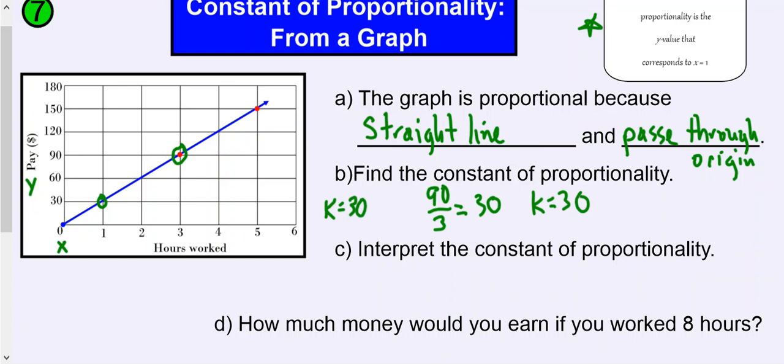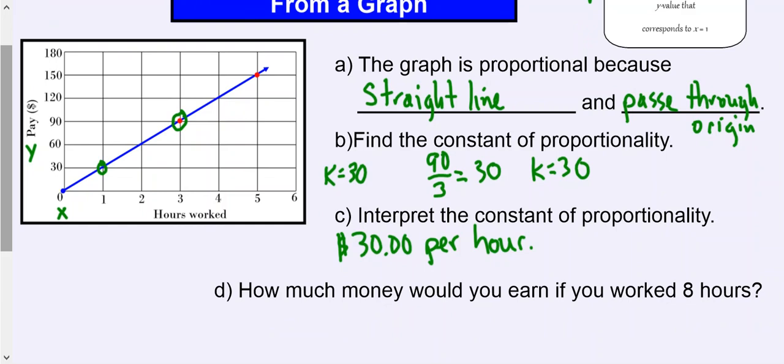C says, interpret the constant of proportionality. So what does the constant of proportionality mean? It means that whoever this person is that's working, they are making $30 per hour worked. Okay, so that's what the constant of proportionality tells us.